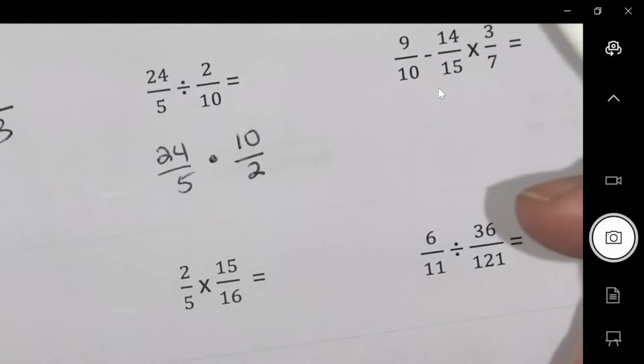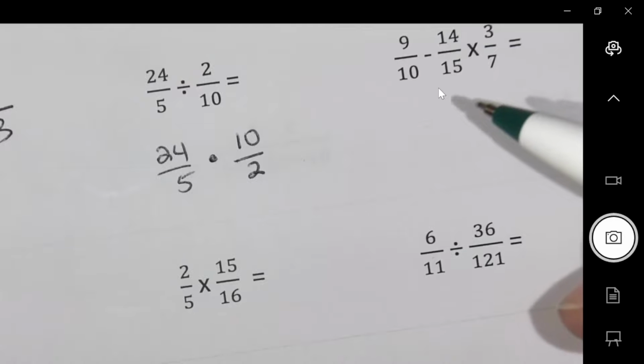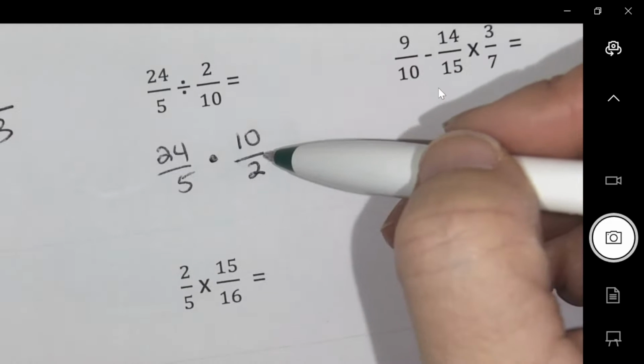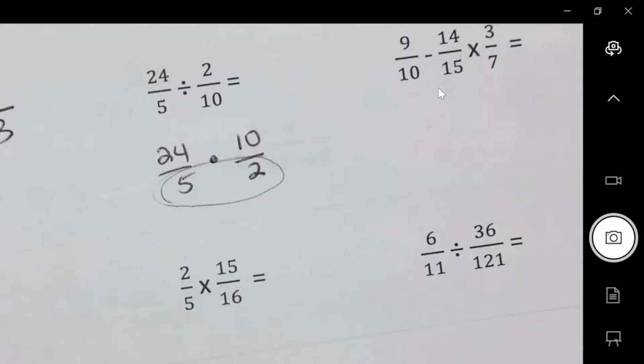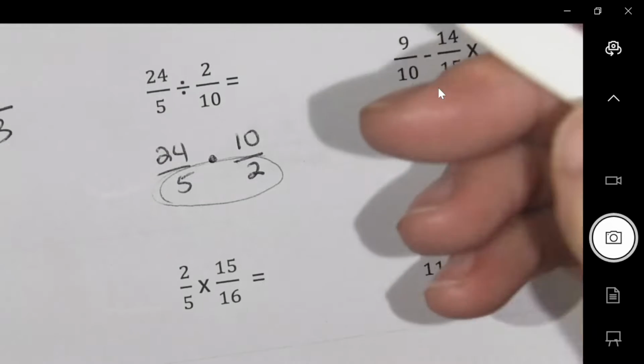Okay, I'm going to make you think kind of outside the box here. And then you can divide. What does 2 times 5 make on the bottom here? 10. But somewhere on the top I see a 10. Are you okay understanding what I'm going to do?